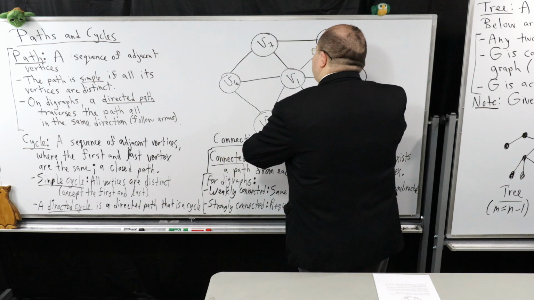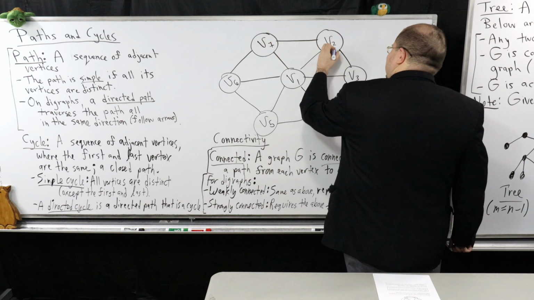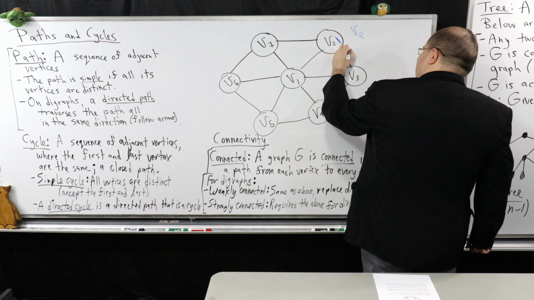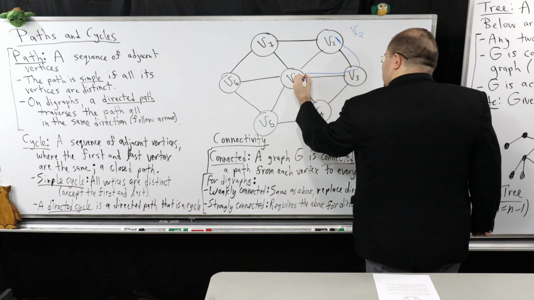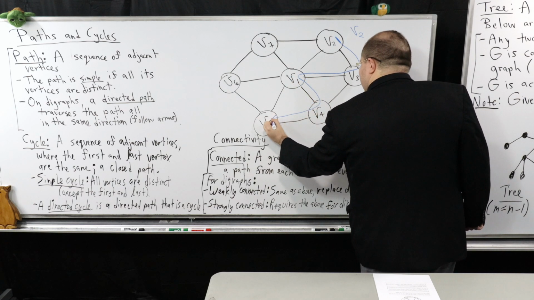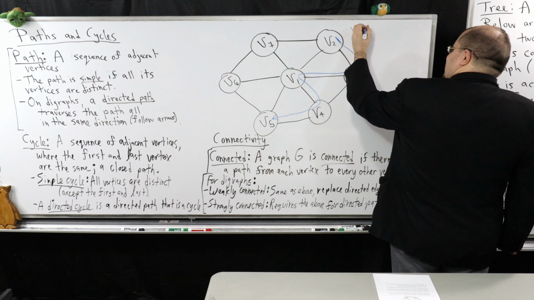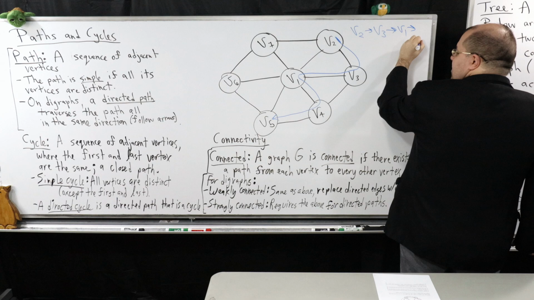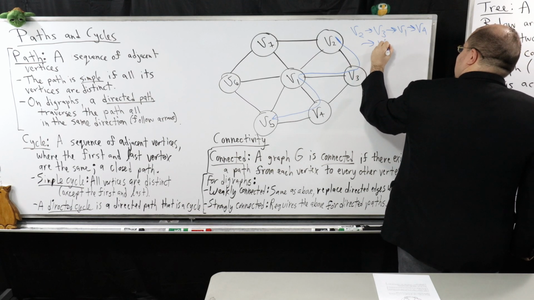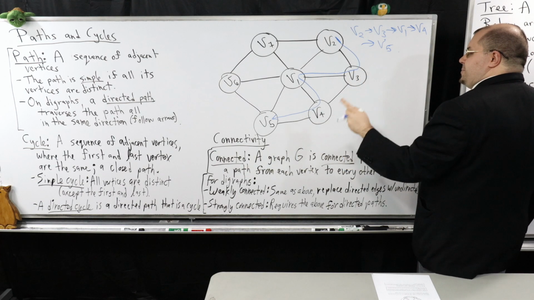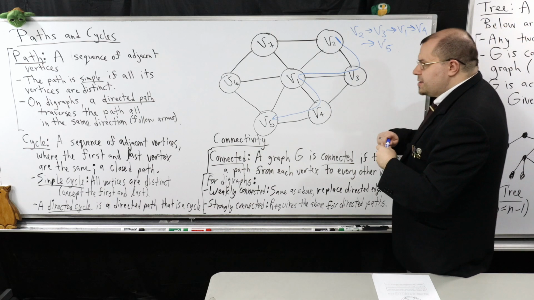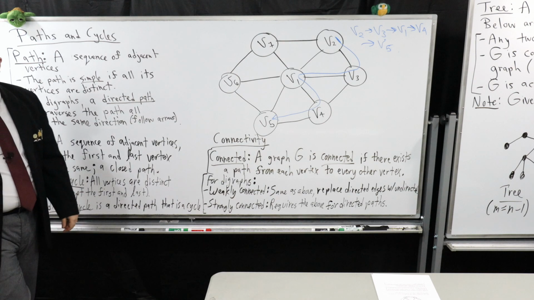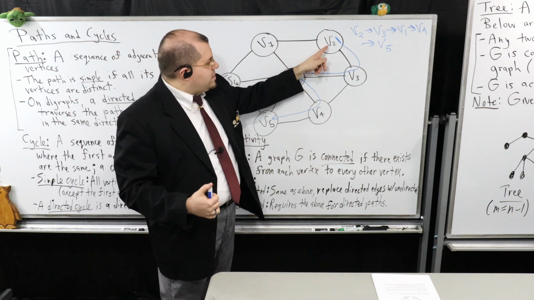If I had this graph here, suppose I start at vertex 2. I'm going to go for a little walk. I'm going to go to vertex 3, then vertex 1, then vertex 4, and then vertex 5. So this is a path from vertex 2 to vertex 5. A question: is this a simple path? In this case, it is a simple path because no vertex is being repeated.